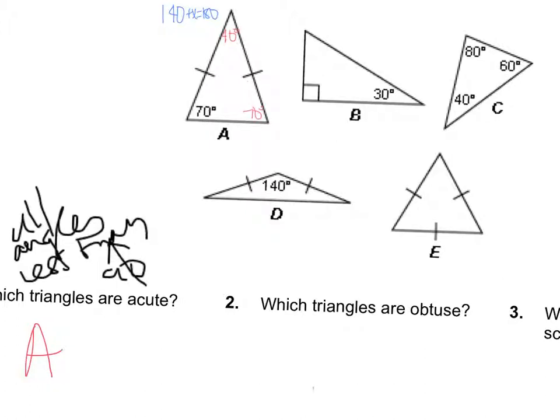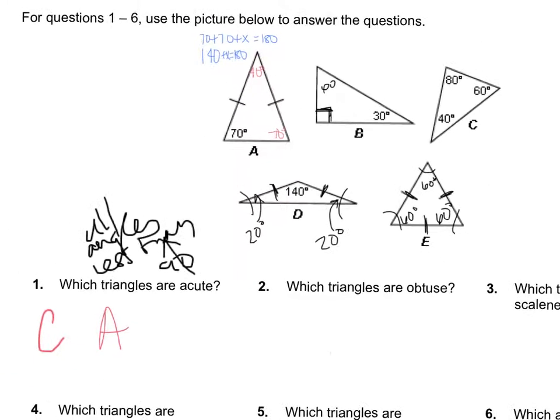For B, they tell us this is a right angle, means it's 90. So this one's 30. I'm going to help you out and tell you this other angle is 60. For triangle D, they tell us these two sides are the same. If these sides are the same, that means these angles are the same. They're each going to end up being 20. For triangle E, they tell you all these sides are the same, which means all of our angles are the same. They're all going to be 60 degrees. So that means E is also going to be considered an acute triangle.